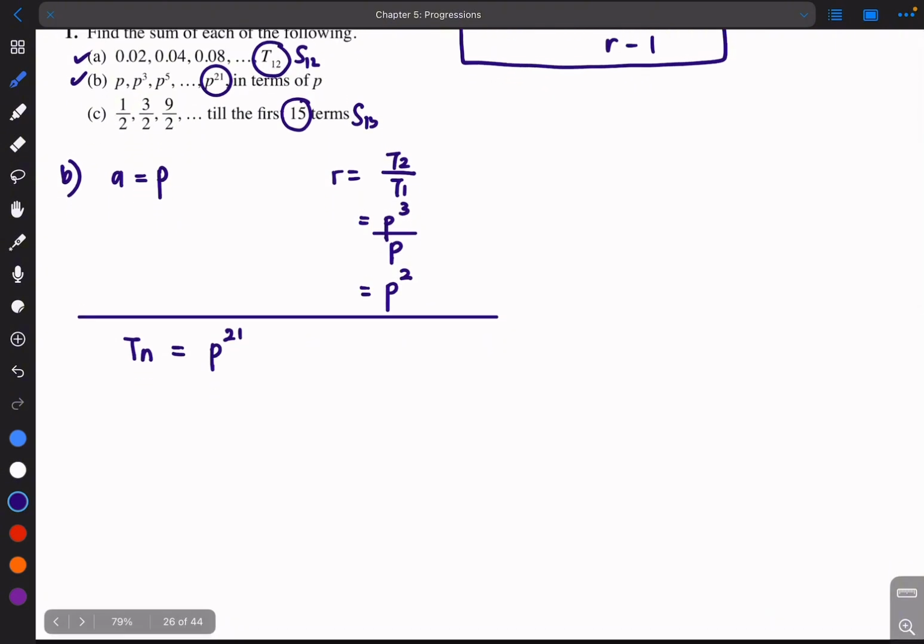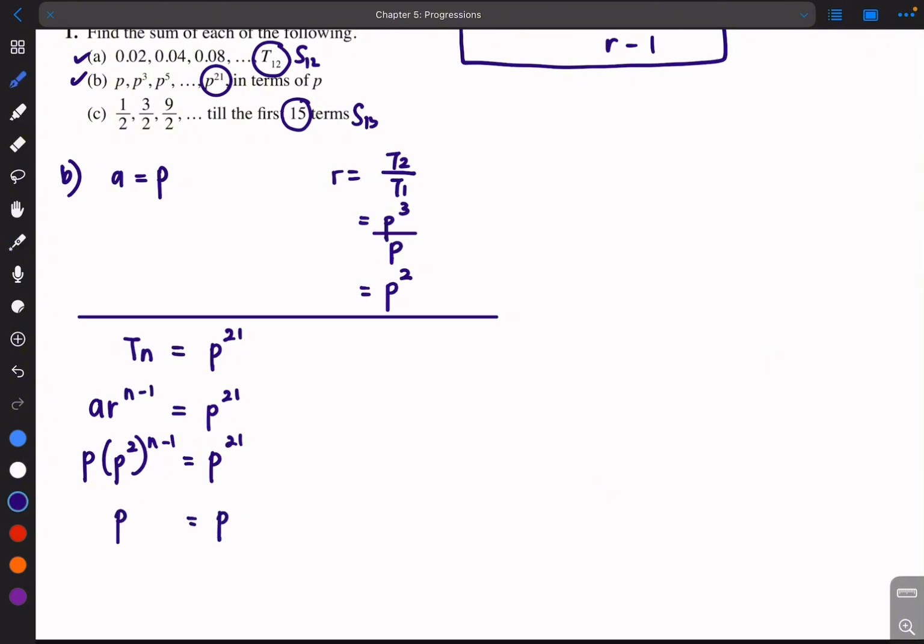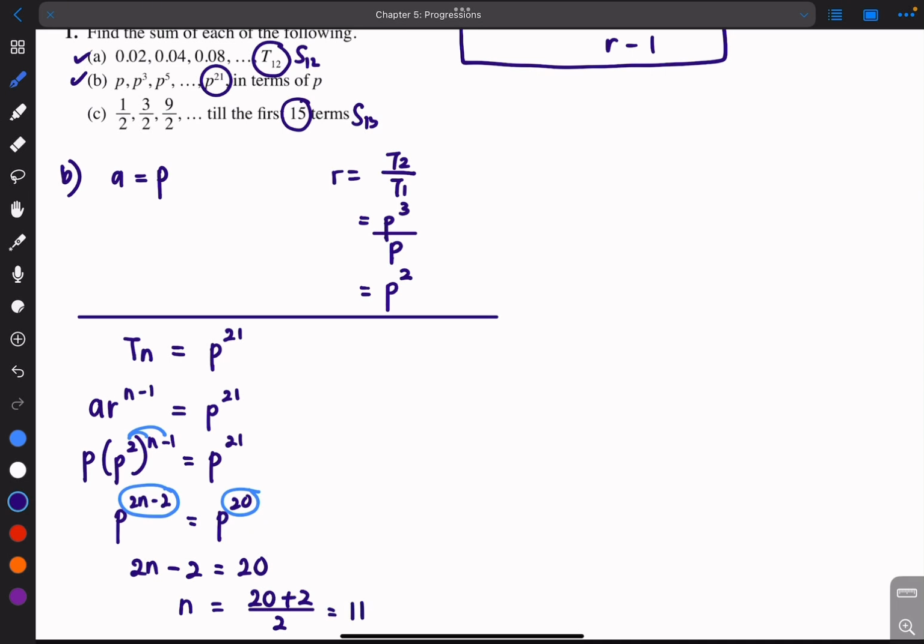So the nth term is P^21. The formula for Tn is A R^(n minus 1). Since we know the value of A, we know R, we can solve this. P we can bring over here. So P^21 divided by P is P^20. And then here, we can expand this power. So we'll get P^(2n minus 2). Then we can just compare the powers. So 2n minus 2 is 20. n will become 20 plus 2 divided by 2, which is 22 over 2, 11. So we need to find the sum of the first 11 terms, S11.